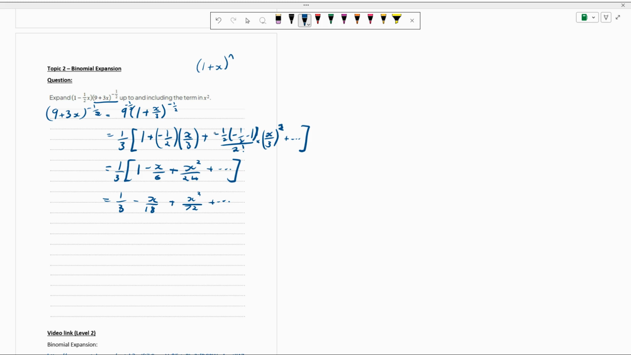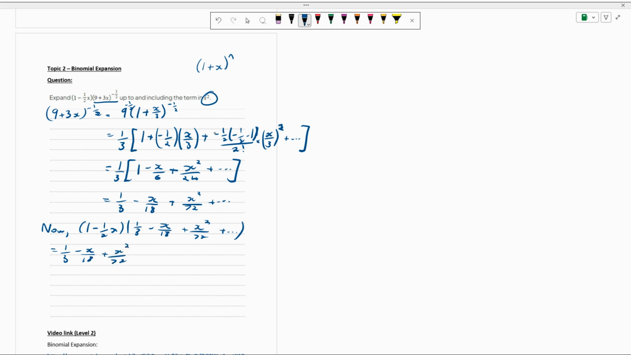And now I'm going to go back into the other one. I'm trying to make things flow as much as I possibly can. So I've now got 1 minus a half x times this that I've got here: a third minus x over 18 plus x squared over 72. Now, when I'm expanding this, I only want to include terms up to x squared. So I've got to think about what happens when I expand this. First of all, I'm going to times 1 by everything in this second bracket. That gives me something nice to start with: a third minus x over 18 plus x squared over 72.